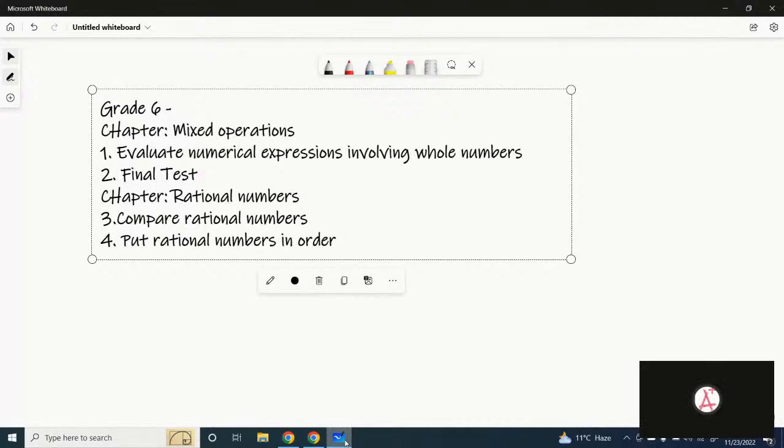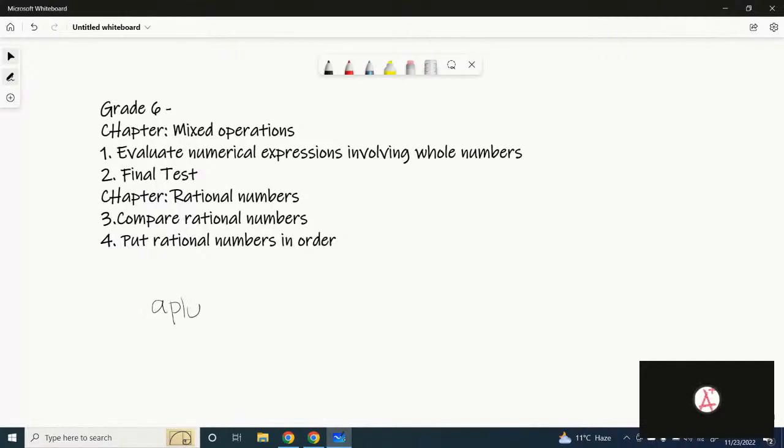So, we're going to start with grade 6 maths. You can find all the lessons on aplusstudents.com. You have to log in there using your email address, and the password is provided by the administrator. Then, you have to select math from the subject tab. Scroll down to grade 6 maths. Click on your lessons, and we're going to start with the topic evaluate numerical expressions involving whole numbers from the chapter mixed operations. Got it?